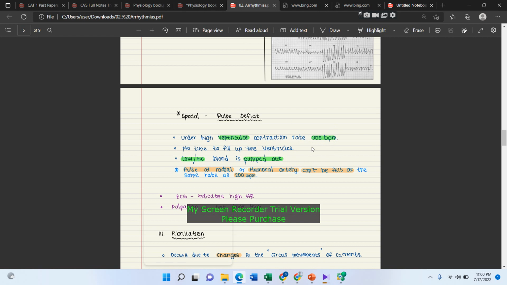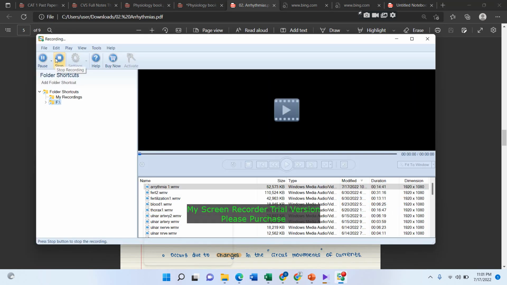Low or no blood is pumped out. The pulse at the radial or humeral artery can't be felt at the same rate as the heart rate of 200 beats per minute. There's no blood passing through the femoral or humeral arteries at this point, so there's no detectable pulse, and we call it pulse deficit. This happens because there's no time to fill up the ventricles. So the ECG indicates a high heart rate, but on palpation the pulse is not recorded as high. Okay, let's continue in another video.